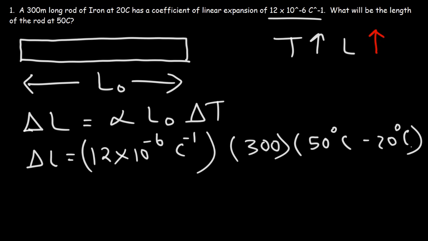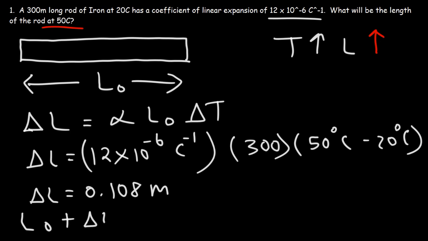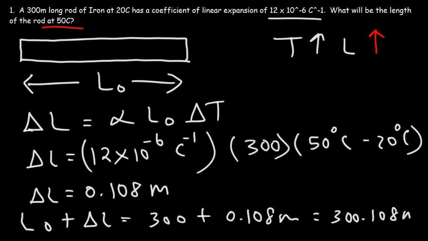So that's a change of 30. So 12 times 10 to the minus 6 times 300 times 30 gives us a change in length of 0.108 meters. Now we're looking for the current length at this temperature. So that's going to be the original length plus the amount that the rod changed, or the change in length. So that's going to be 300 plus 0.108 meters. So the final answer is 300.108. So that's going to be the new length of the rod.